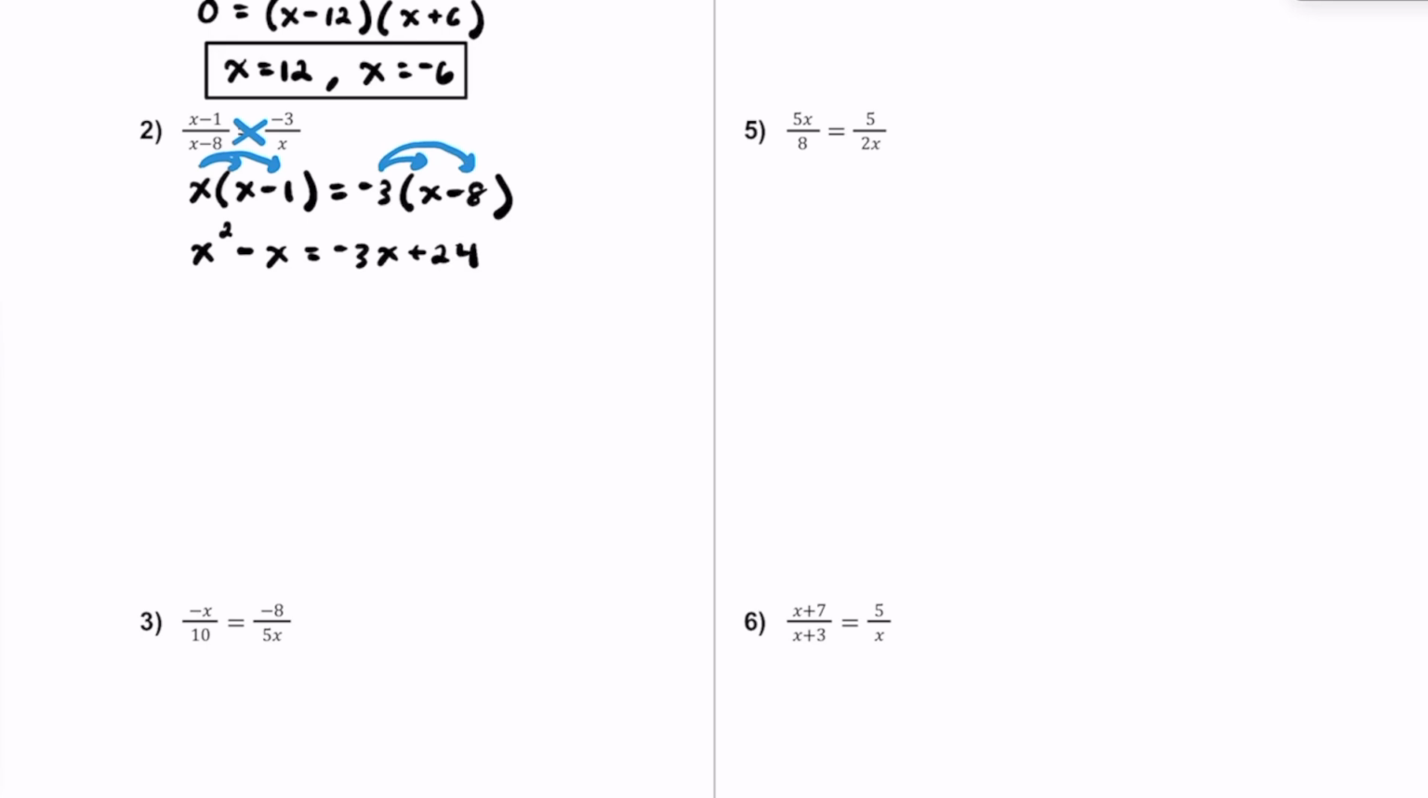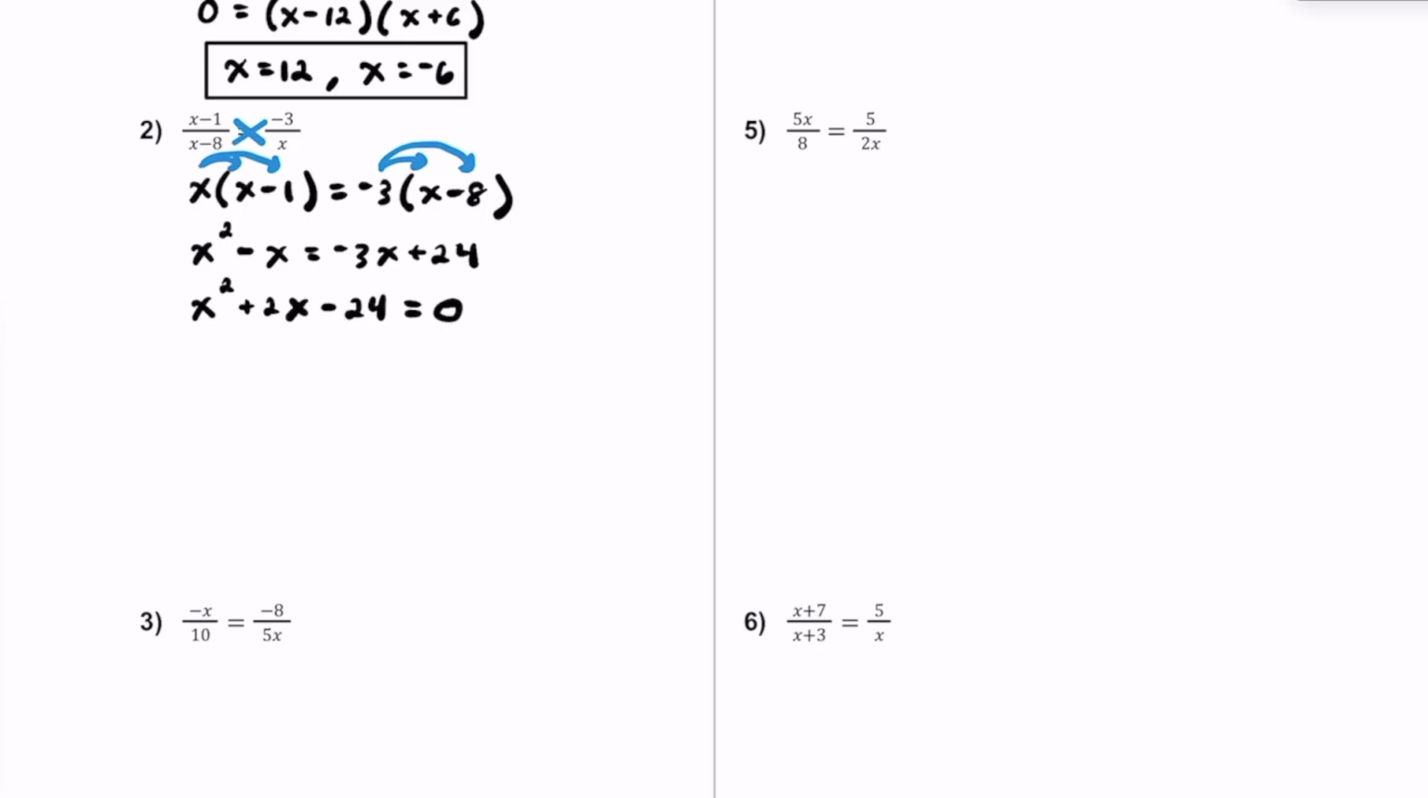All right, let's move everything to the same side. I'm going to move everything to the left side here. I'm going to keep that x squared alone. If we add 3x to both sides, we're going to get plus 2x here. And if we take away 24 from both sides, we'll get minus 24. It is equal to 0. So always get these quadratic equations equal to 0 if you're trying to solve them.